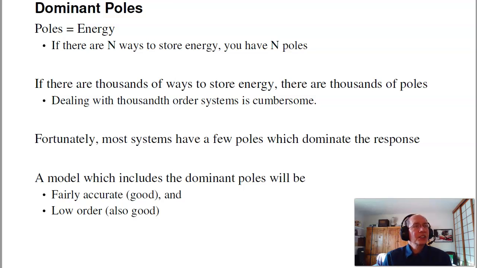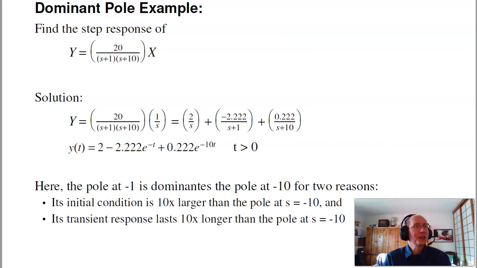Fortunately, just a few poles will dominate the response, hence the name dominant pole. If I just model the dominant poles, I'll have a model which is fairly accurate, which is good. That's what I want. And also it's low order, so it's manageable, also good. So typically when we model systems, we only model the dominant poles. I don't want to deal with a thousandth order differential equation.